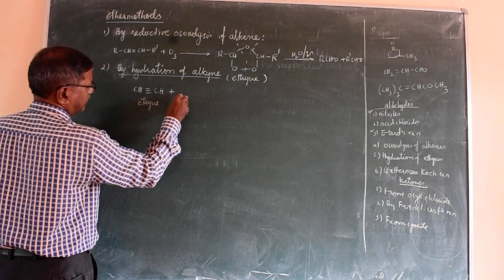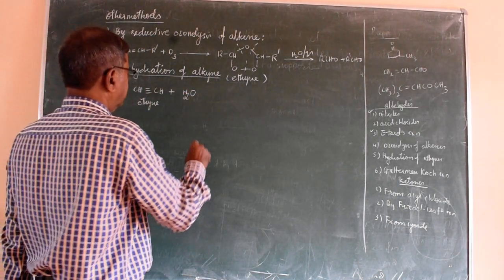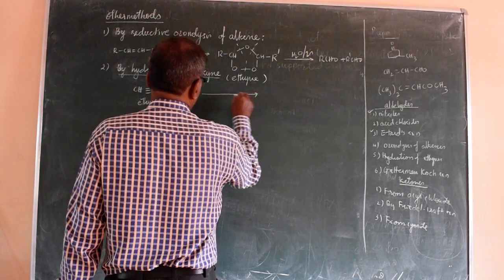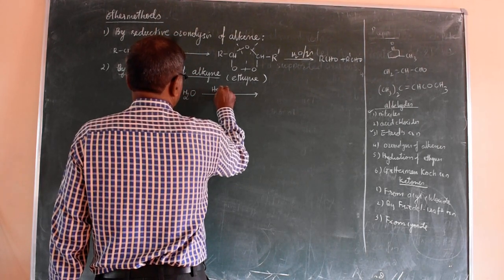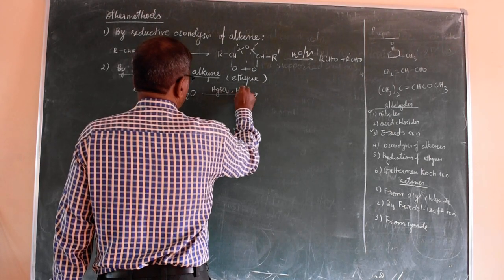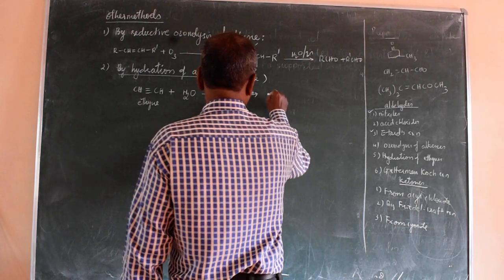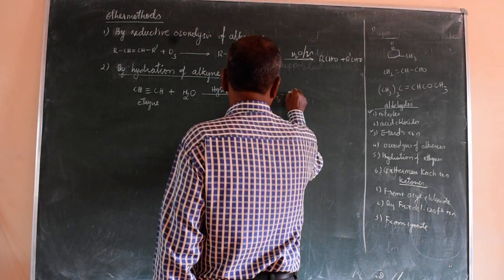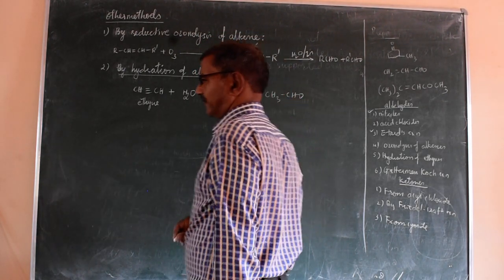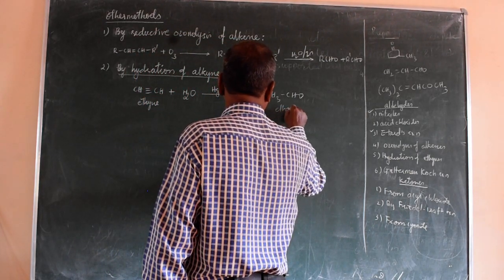plus H2O. What are the conditions? In presence of HgSO4 and H2SO4, dilute H2SO4. So the product is CH3CHO. So the product is acetaldehyde or ethanal.